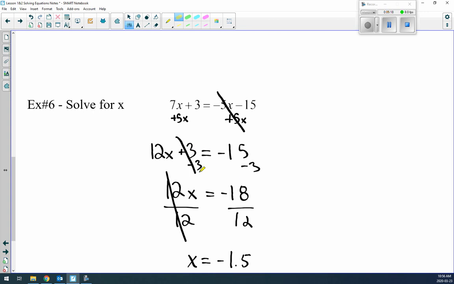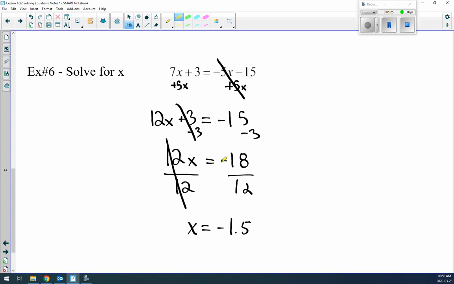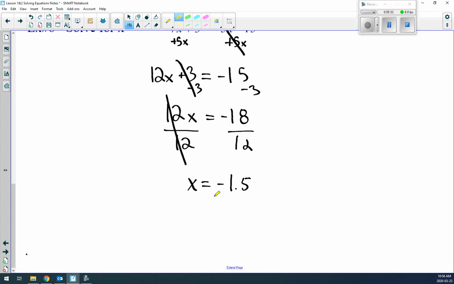Good. Now we can go back and do what we were doing before. We have positive 3, so we subtract 3 from both sides. So we end up with 12x equals negative 18. Oh, x is still not by itself. There's a 12 attached to it by multiplication. So we divide both sides by 12. And then we end up with negative 1.5. Now, you want to check your answer? Plug it back in, see if the left side equals the right side.